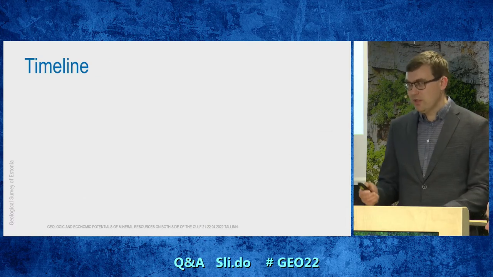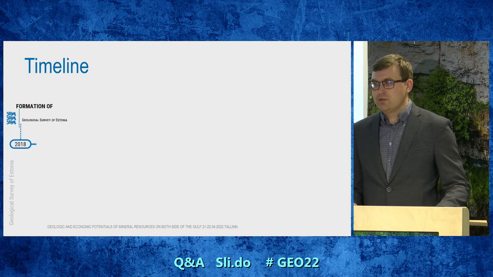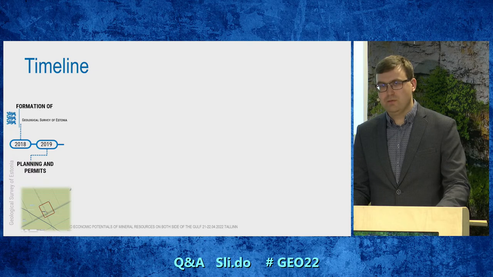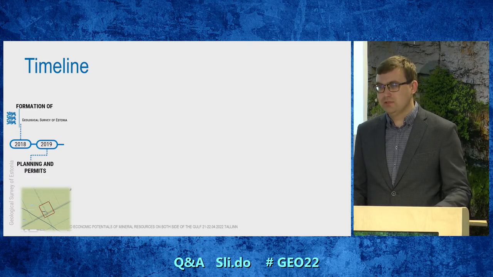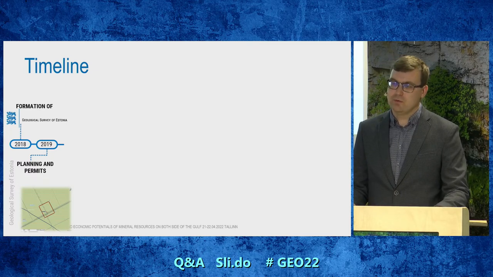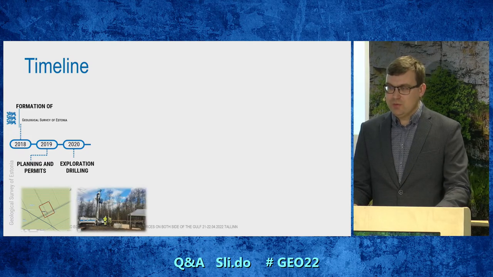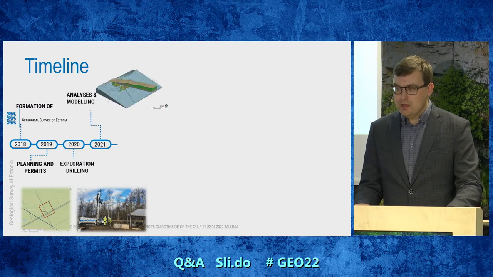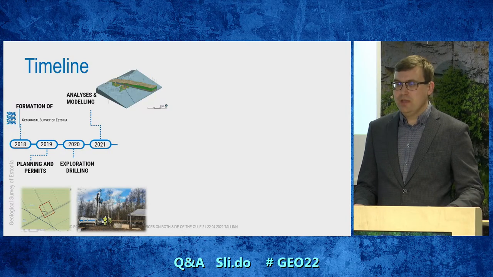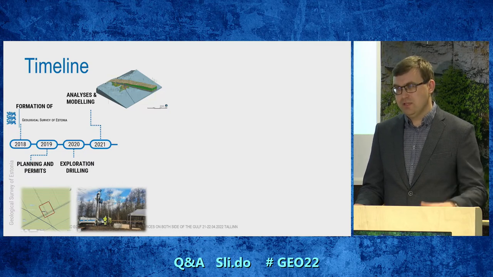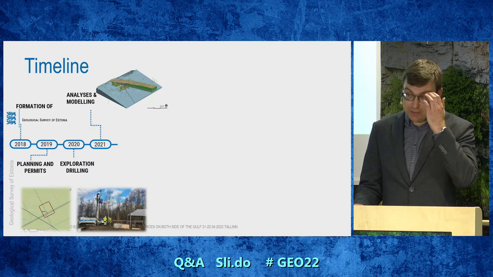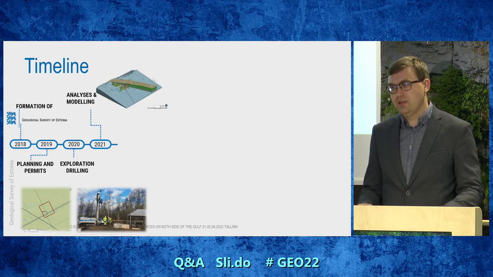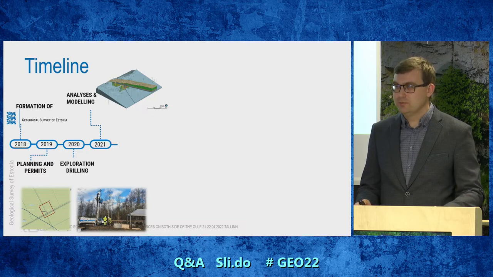So, the timeline of the project. The survey started in 2018. The next year was mainly focused on getting our plans and applying for permits. 2020 was the year where a lot of drilling was done. 2021 was mainly chemical analysis, petrophysical analysis, and modeling. And all these years, the digitalization of historic data was kind of working in the background.